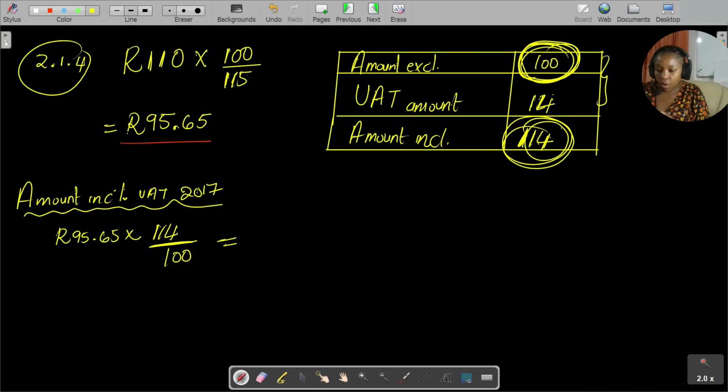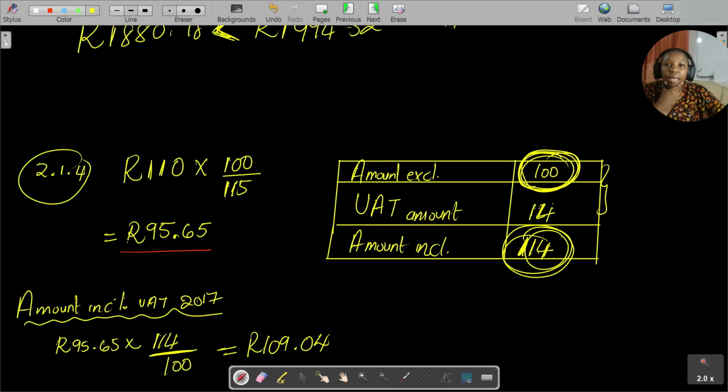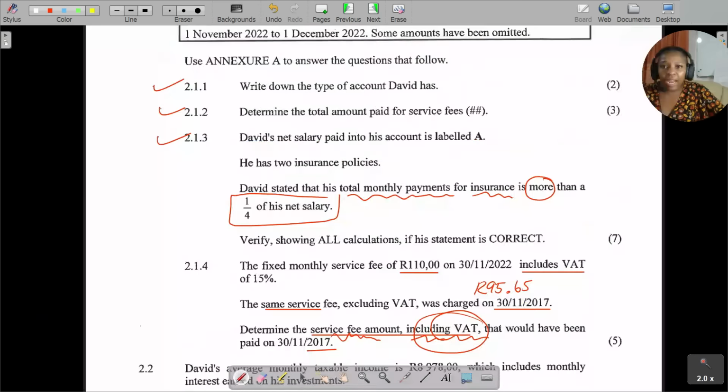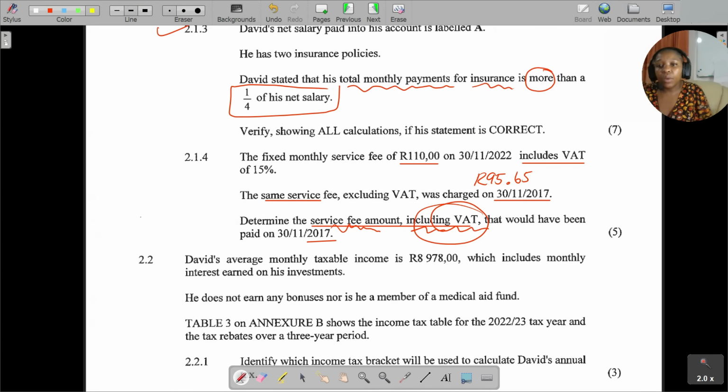95.65 times it by 114 divided by 100. Then you get that it's 109.04. Okay? That is the amount including VAT in 2017 for the service fees. All right, and we're basically done with question 2.1.4.